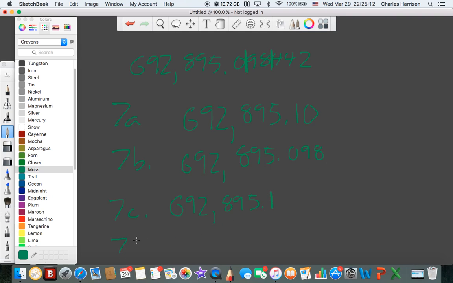Now let's look at 7d. 7d tells us to round to the nearest whole number. Well, the nearest whole number is right here, just the 1 place. So we look at the 5. We look to the number to the right of the 5. Is that number, which is 0, greater than or equal to 5? Well, it's not, so we just keep this number. So the answer to 7d is 692,895, like so. And that is 7. So now let's go to the next one in the review.